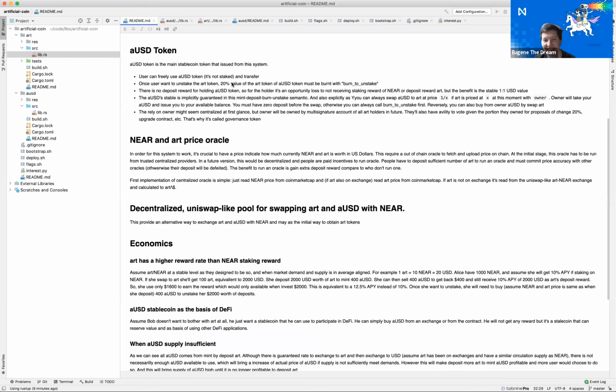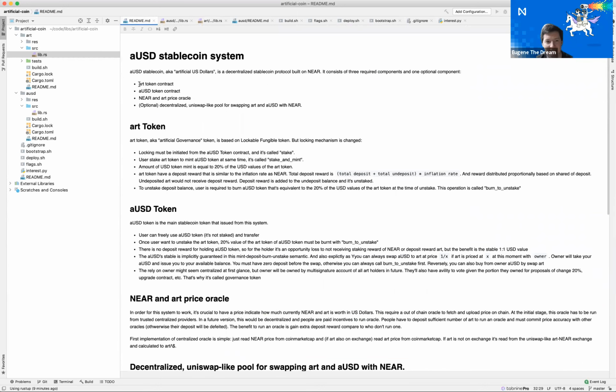So the README basically says it is two contracts. One of them is art coin for governance, and another one is the actual ArtUSD token. So the art token is a governance token. It allows to be locked.